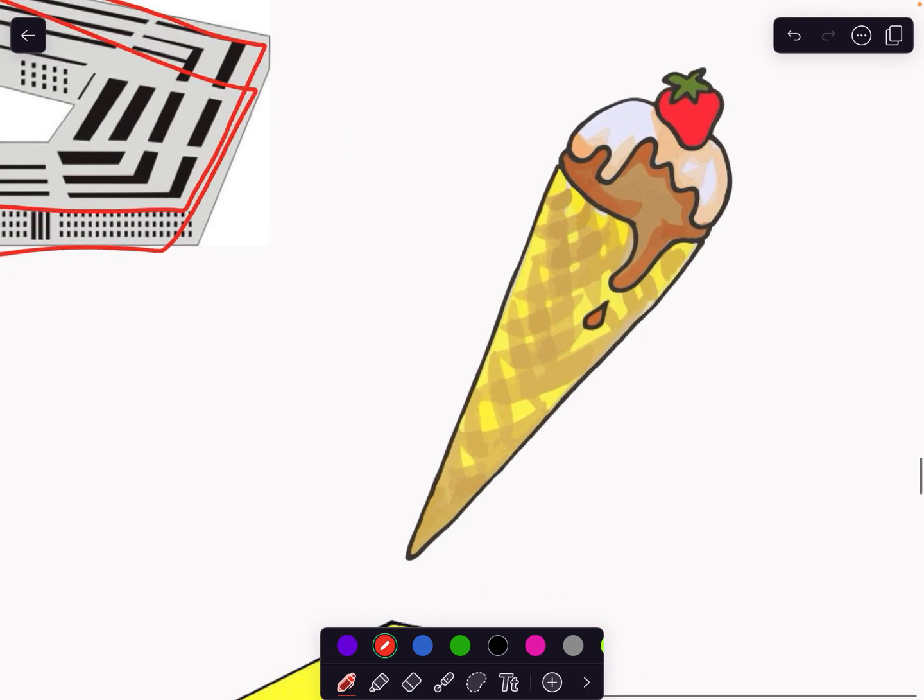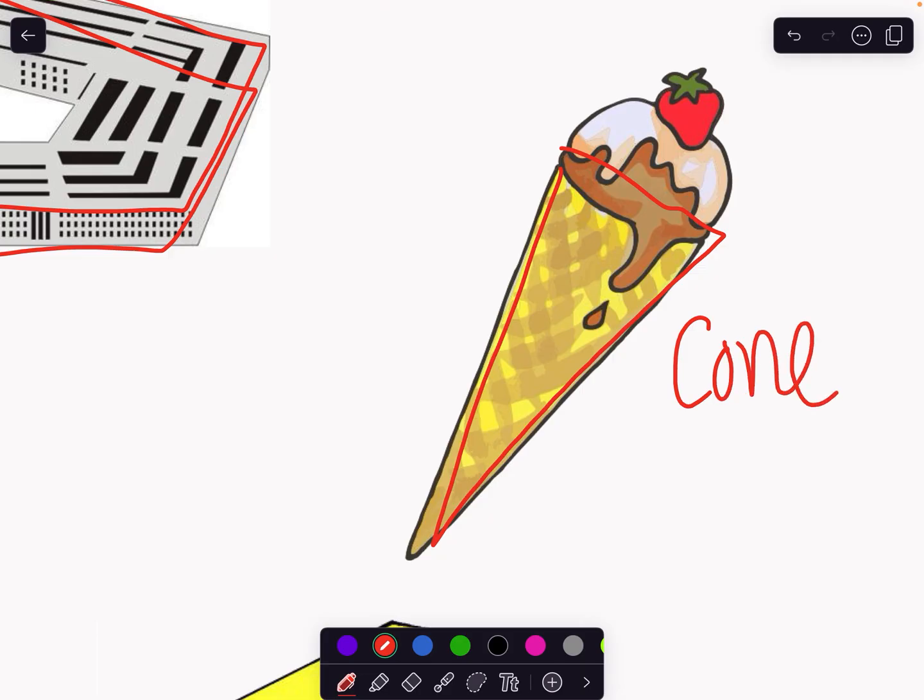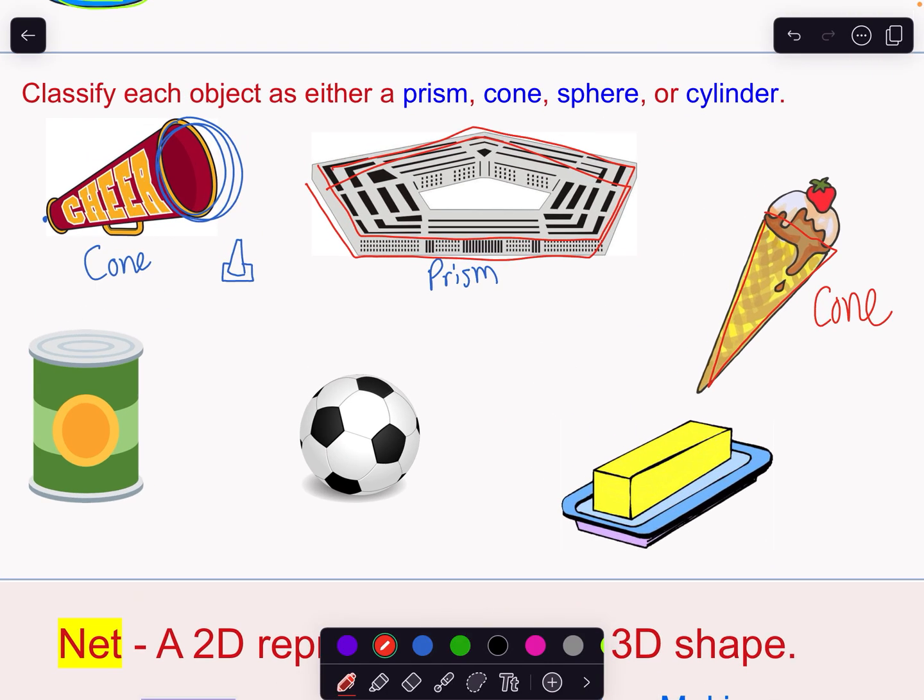Over here, this one, you could say cone for sure. You can even say, if you wanted to, you can argue that the ice cream is like a sphere, and the ice cream cone is a cone. I think overall they're trying to get you to say cone, though. That's what they're generally trying to get you to do.